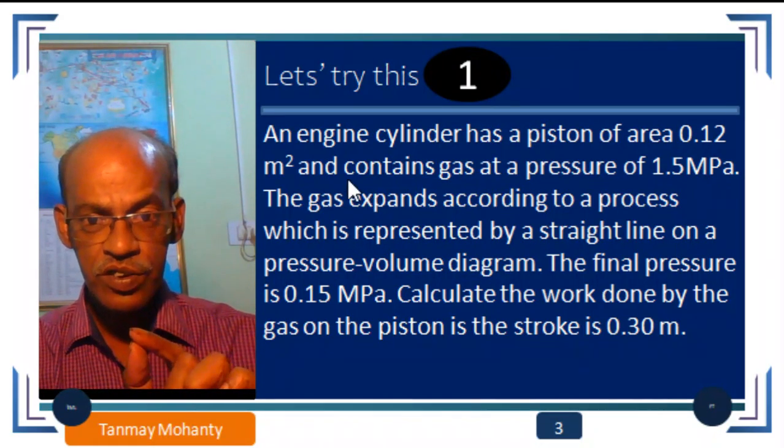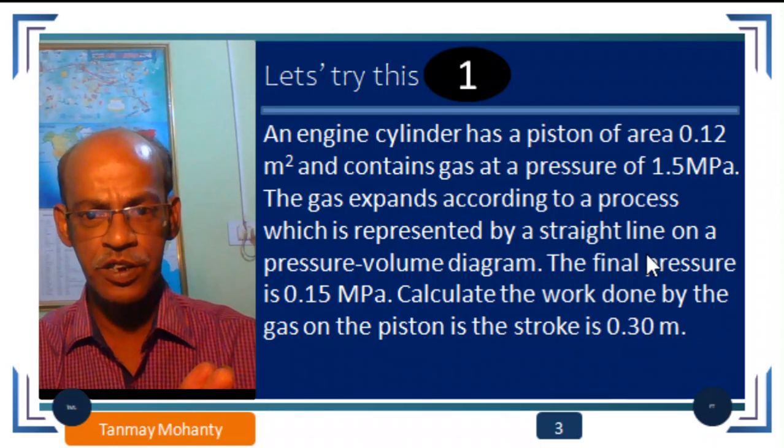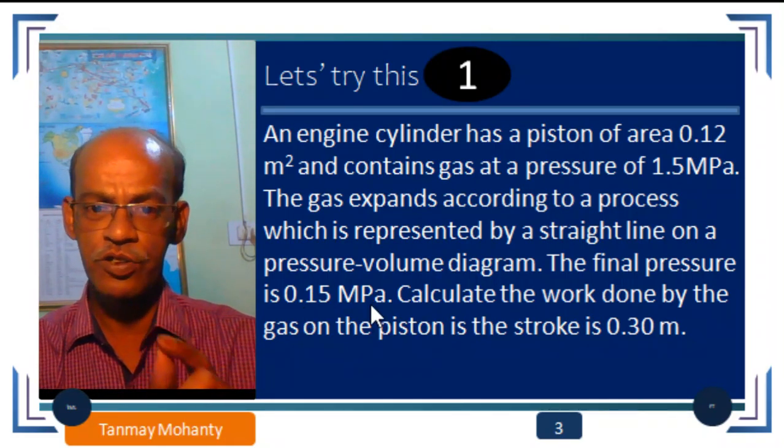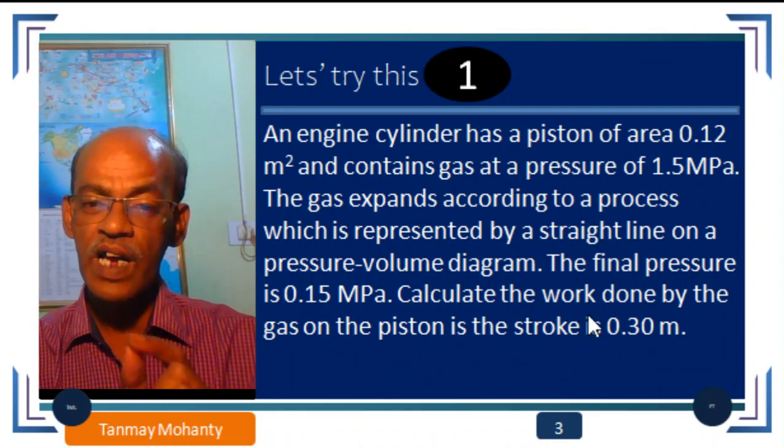So what is this question? We have a condition where gas is expanding during a process. The process equation is given that it is a straight line in pressure volume diagram. Initial pressure is given 1.5 megapascal. Final pressure is given 0.15 megapascal. And we are required to calculate the work.